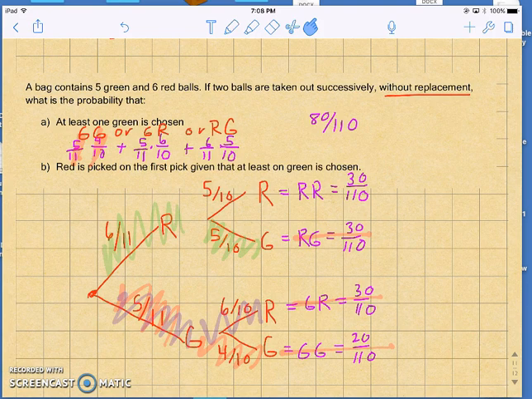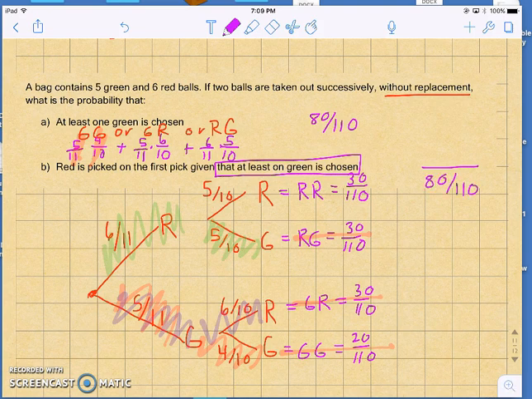Red is picked on the first pick, given that at least one green is chosen. So what is our given? That at least one green is chosen. So this is that conditional. So how many had at least one green? Well, we found that up here. So that is 80 out of 110.